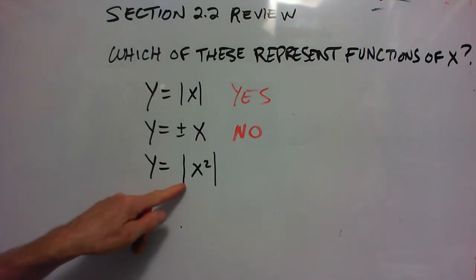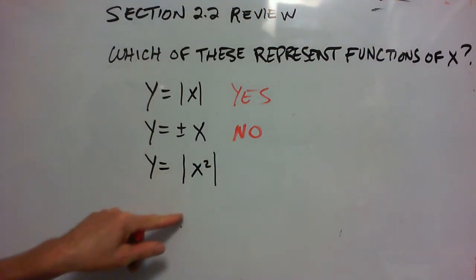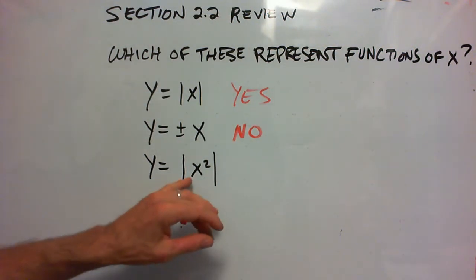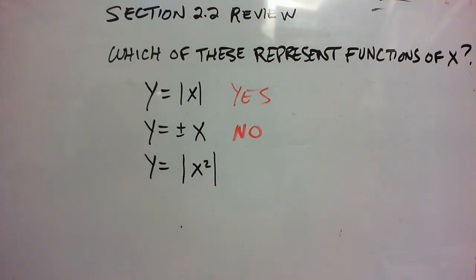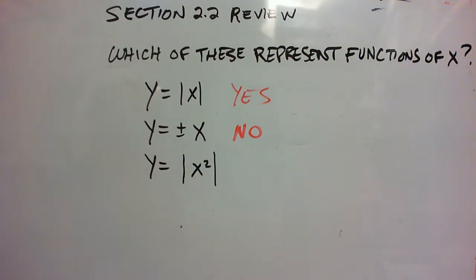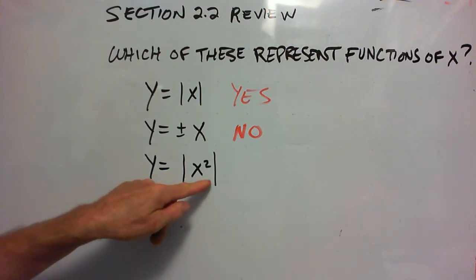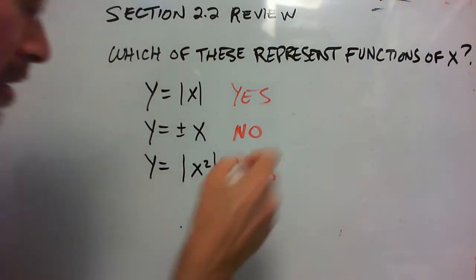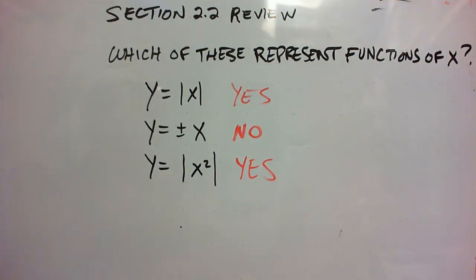Now the third one, y equals the absolute value of x squared. A little trickier. If x is 2, y is absolute value of 2 squared, which is 4. If x is negative 2, we also get 4, but it's still a function because each x results in only one answer for y. So it is a function. So the answer is yes.